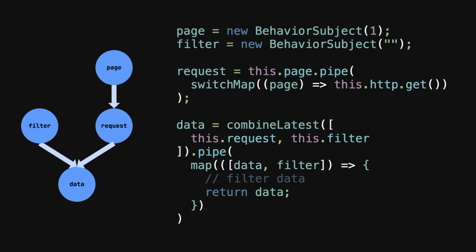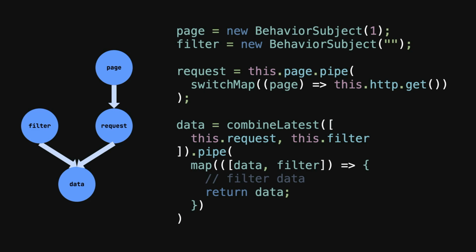But the potential problem with this approach is that it only applies to the data we already have locally. The filter changing might impact what should have been pulled in from the database in the first place. With this setup, the filter changing does not trigger a new request to the database because the request declaration has no dependency on the filter declaration.